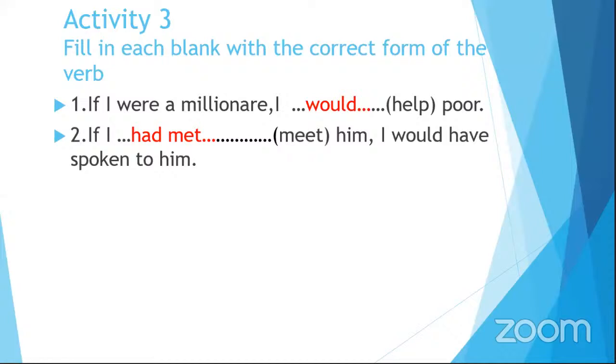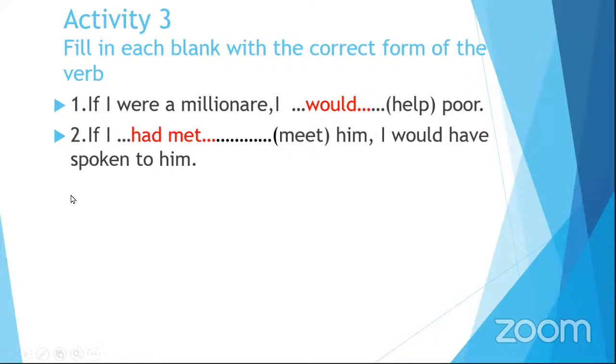So it seems it is in the third form. Type 3. If I had met him. Look at the verb form. Past perfect. If I had met him. Did I meet him actually? No, I did not. So I would have spoken to him. If I had met him, I would have spoken to him.